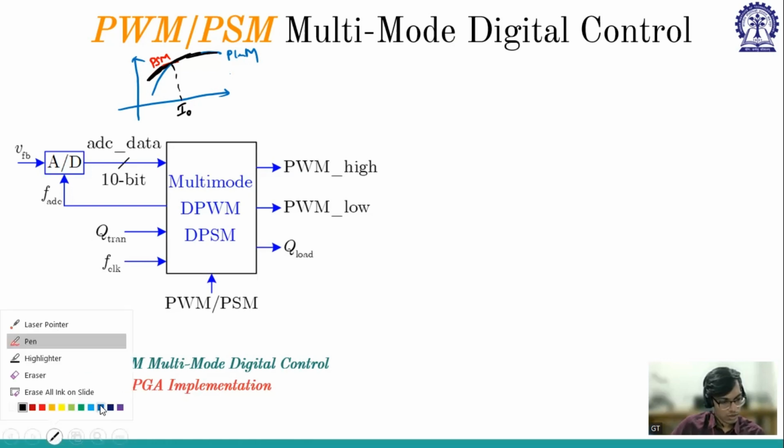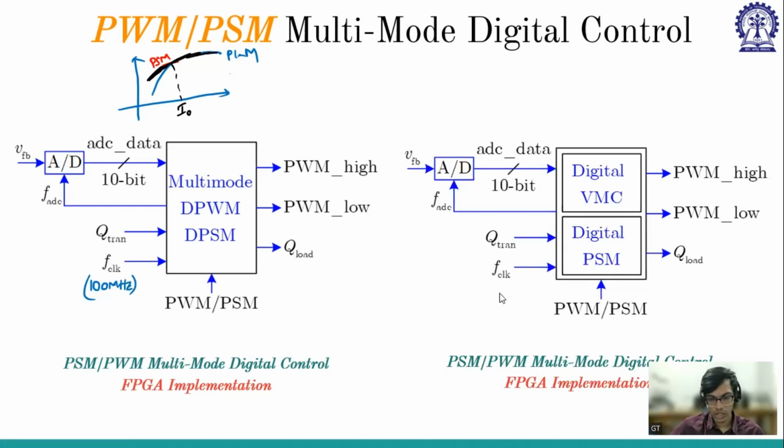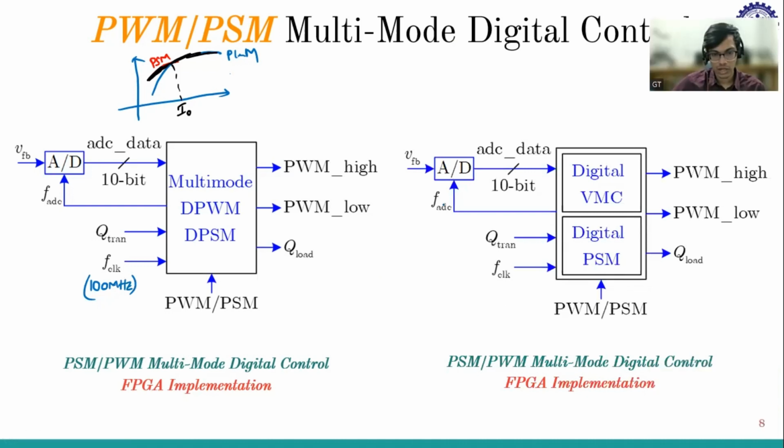So from there we are getting multi-mode. So it has to be 2 modes, so that in the light load condition it is operating in PSM, and in the full load, higher load condition, it is operating in PWM. So this is again the multi-mode block, similar to the voltage mode control: ADC data 10-bit, and a transient to give the reference transient or load transient, and main clock 100 megahertz clock, followed by PWM high, PWM low, and Q load going to the resistor, which will increase the load step of transient.